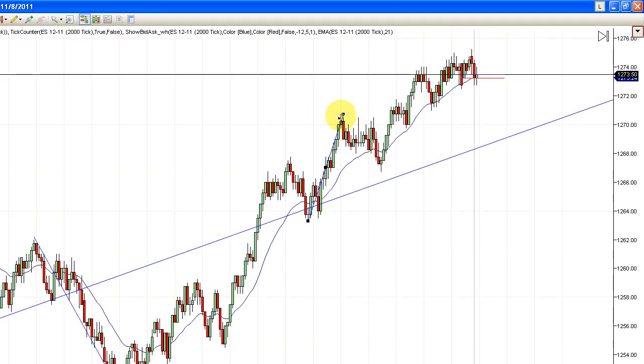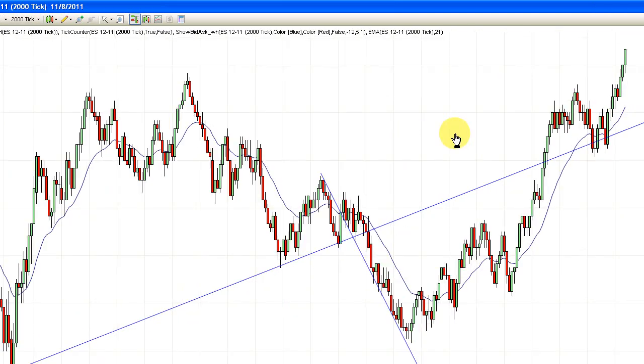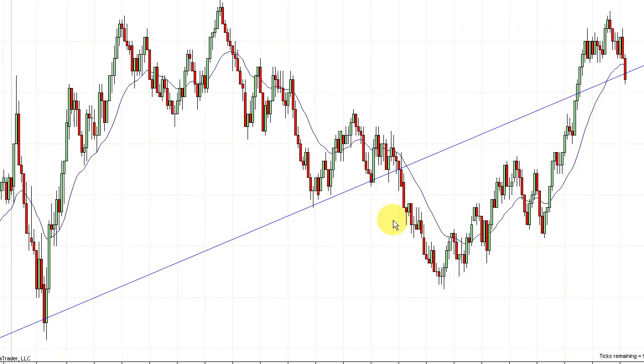This is a leg up, then a two-legged. Even though this looks real choppy, this is basically a two-legged correction. And then there's your second leg, and look where prices sold off. So learn to spot this stuff. Learn the difference between acceptance and rejection.